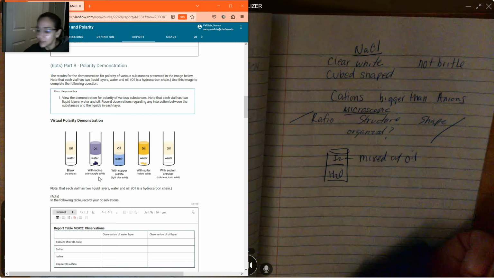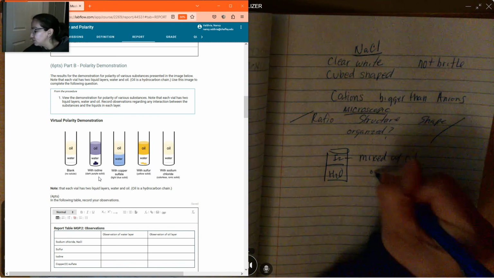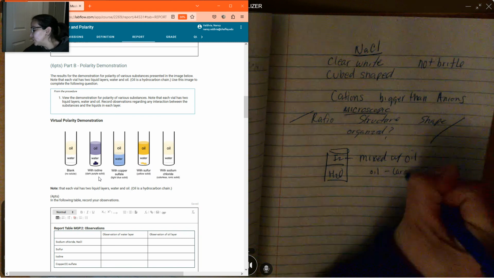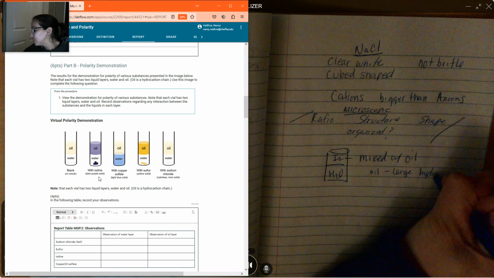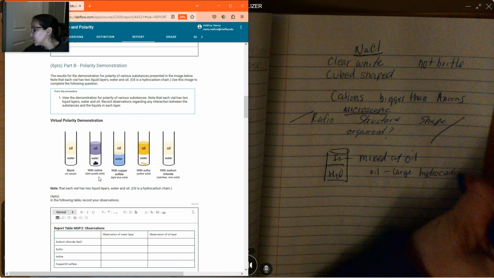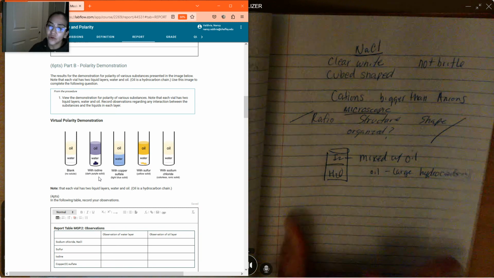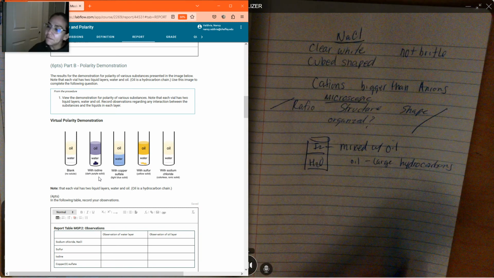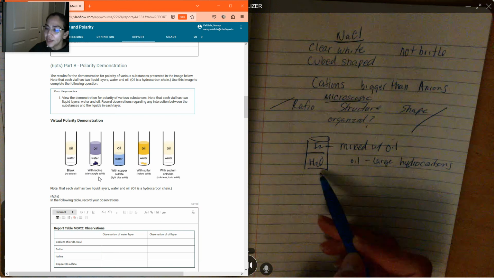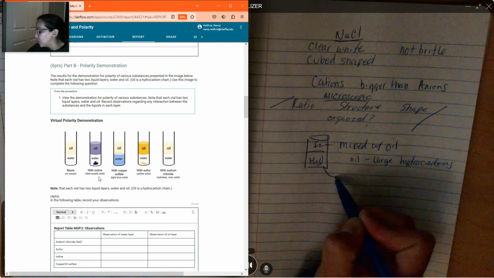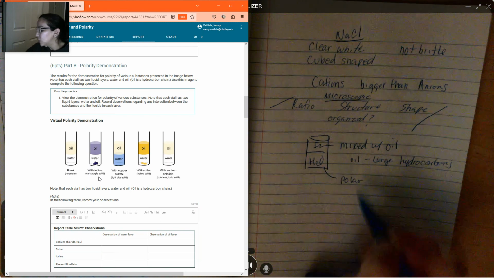What does that tell us? Well, oil has large hydrocarbons. Okay, so it has large hydrocarbon groups, right? And it mixed with this, not with the H2O. H2O is a polar molecule.